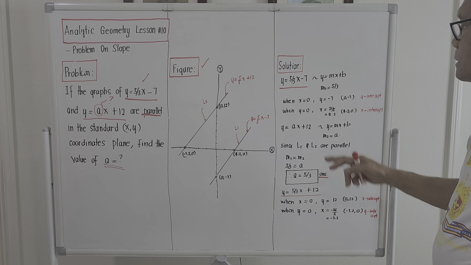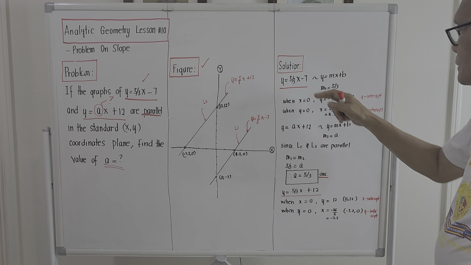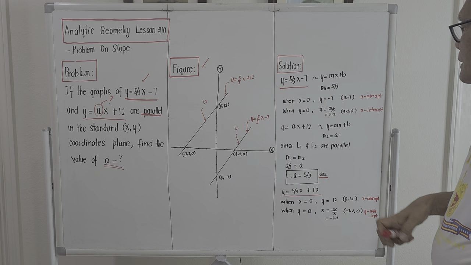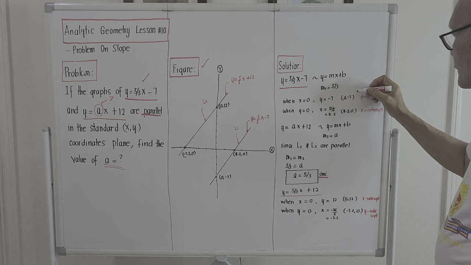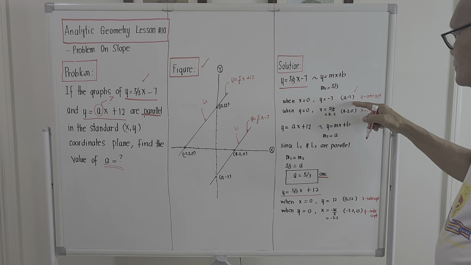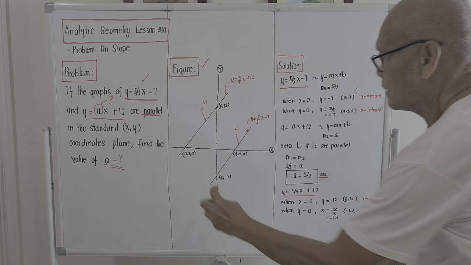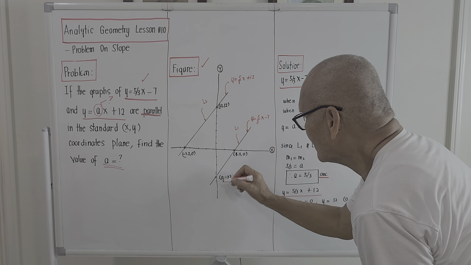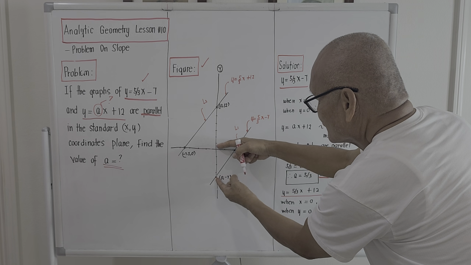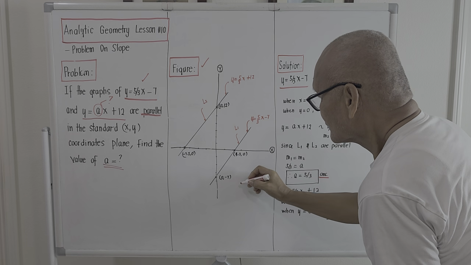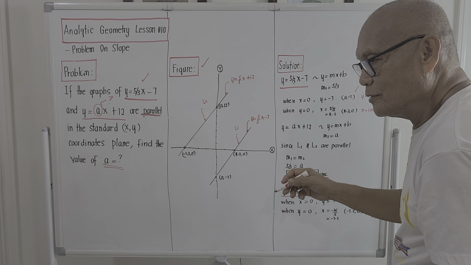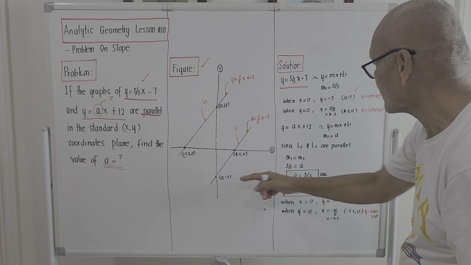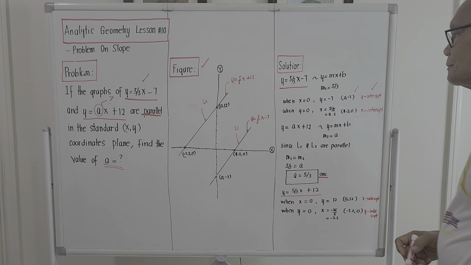So to do that, when x is 0 to this equation, y will be minus 7. When x is 0, y will be minus 7. So the y-intercept is actually at the location 0 and minus 7. Okay? This is 2, 4, 6, 8. This is 7. So this ordinate here is negative 7 and the abscissa is 0. So the point where the first straight line crosses the y-axis is at the location 0 and minus 7. That's the y-intercept.